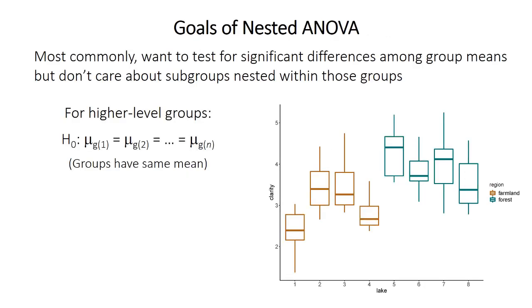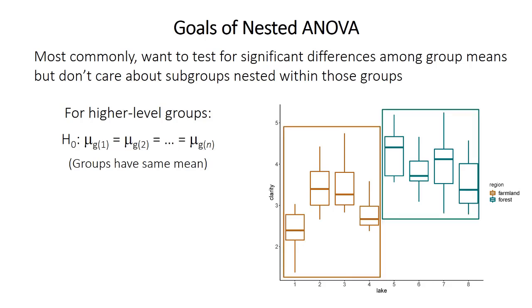So the exact goals of nested ANOVA depend on the sampling structure, what groups there are, how they're nested. The goals also depend on the scientific questions you're trying to ask. But, given all that, most often we want to test for significant differences among our higher level group, but often don't really care about the subgroups nested within them. Now that's, of course, not always the case, but here's a very simple example where there's two levels of main groups. We have the farmland and the forest.